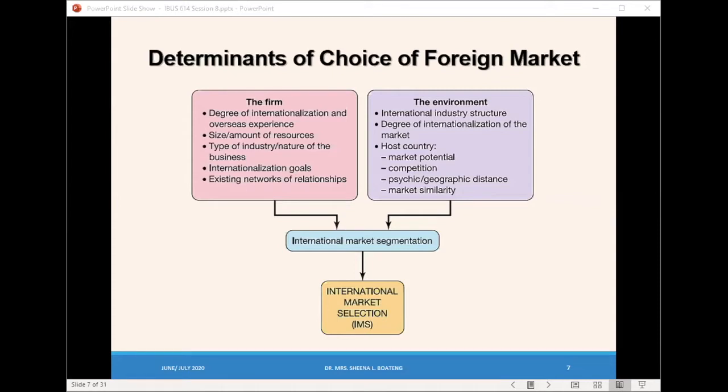So once you consider your characteristics as a firm, as well as the characteristics of the environment in the host country that you're seeking to enter, the two will come together to help you appropriately conduct your international market segmentation, which will ultimately help you select the specific markets that you want to enter. So let's look into the process of international market segmentation and see how it plays out.